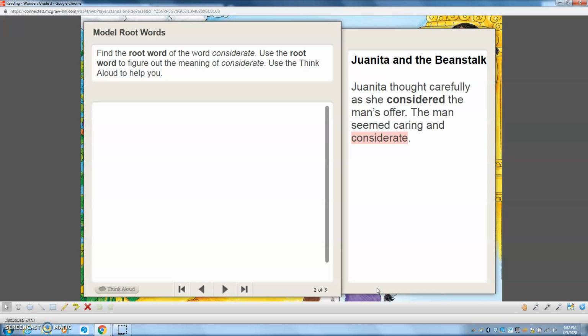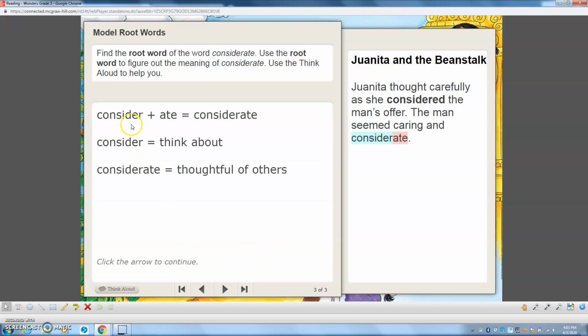Looking at this sentence: Juanita thought carefully as she considered the man's offer. The man seemed caring and considerate. So if we look at the highlighted word considerate, to figure out what the root word is, we have to think about what might have been added on to this word. So in considerate, I know that the root word would be consider.